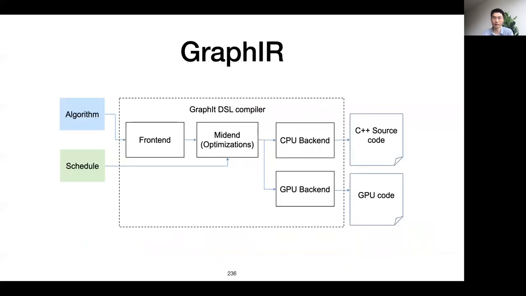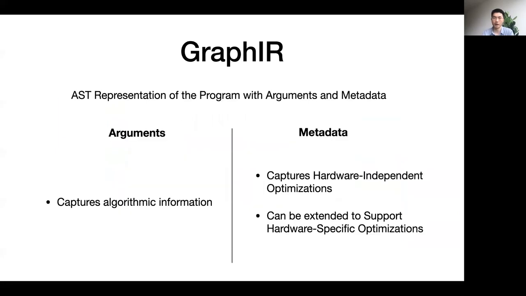For the GraphIR, the key idea is we want to be able to use the middle end of the compiler to do hardware-independent analysis and optimizations, and use this IR as a common interface across the different backends or GraphVMs. So the GraphIR incorporates two main components: the algorithm, which captures algorithmic information, and the metadata that captures hardware-independent optimizations. It is also flexible enough to be extended to support hardware-specific optimizations in the GraphIR.